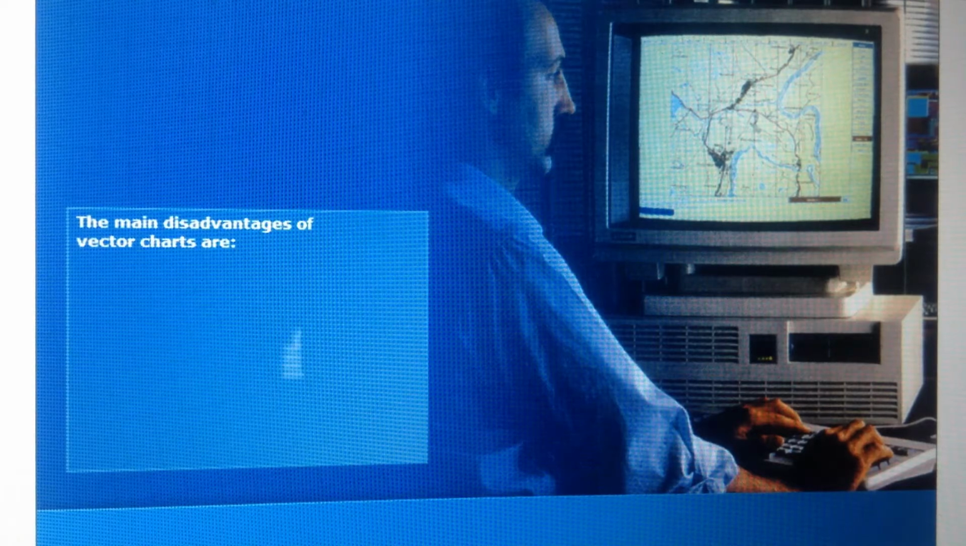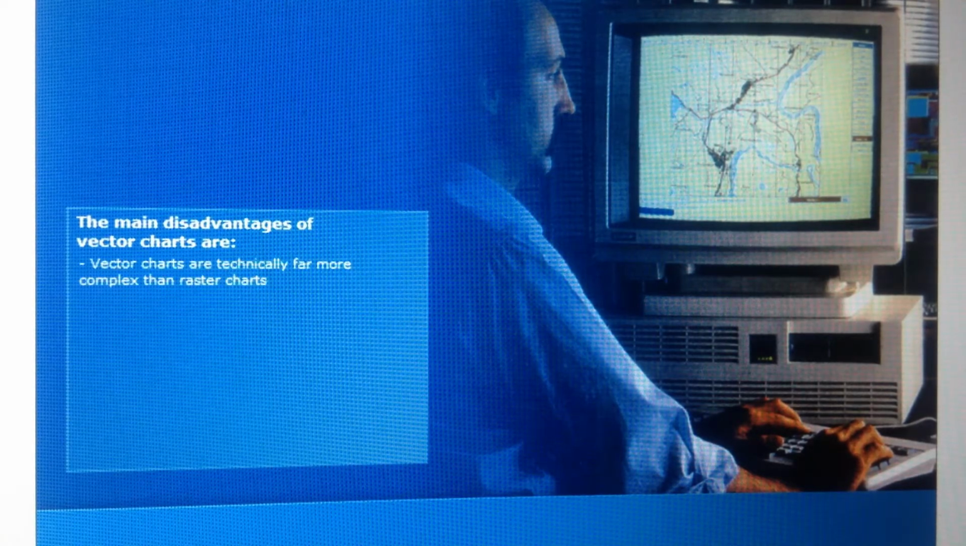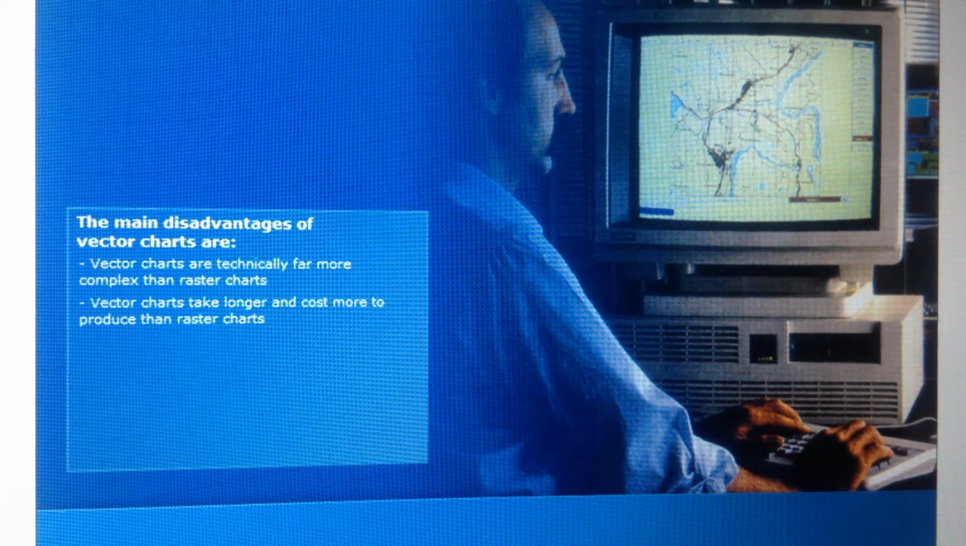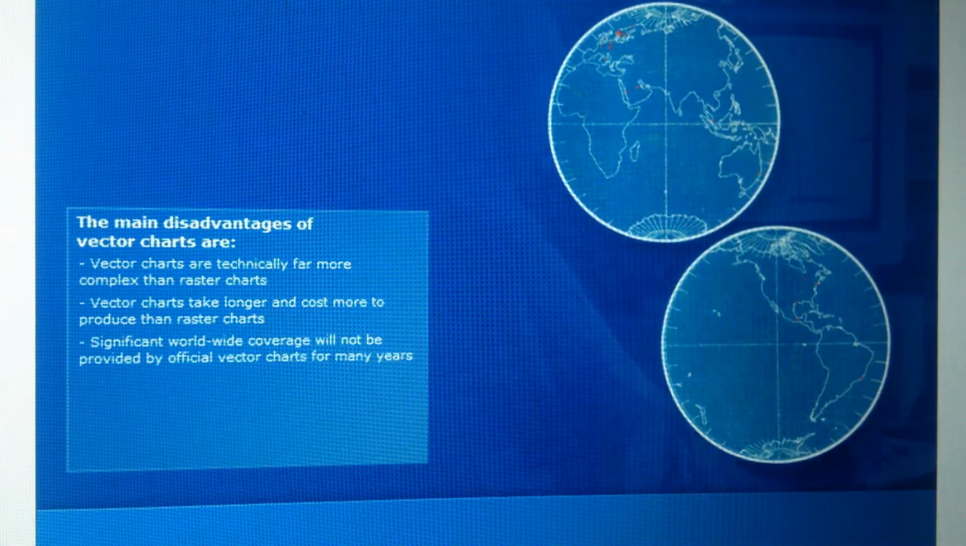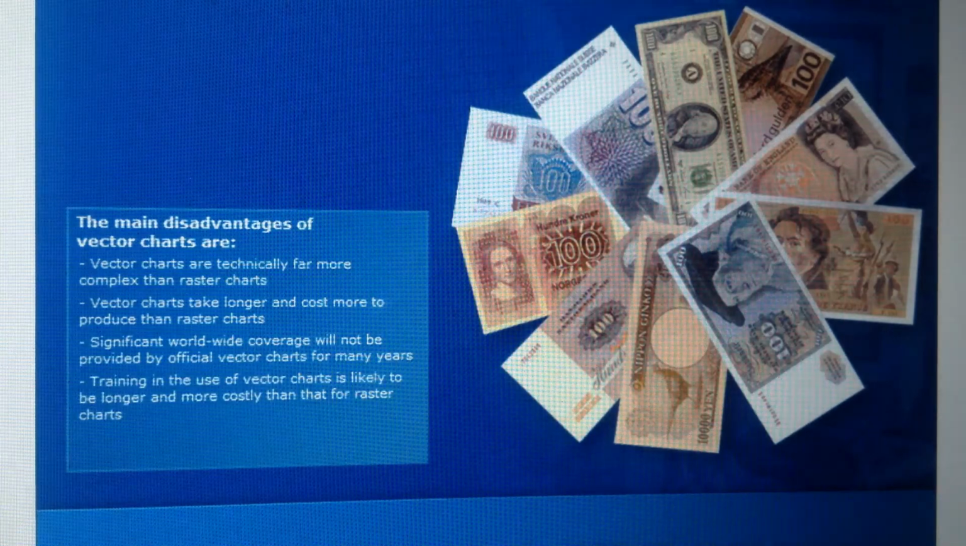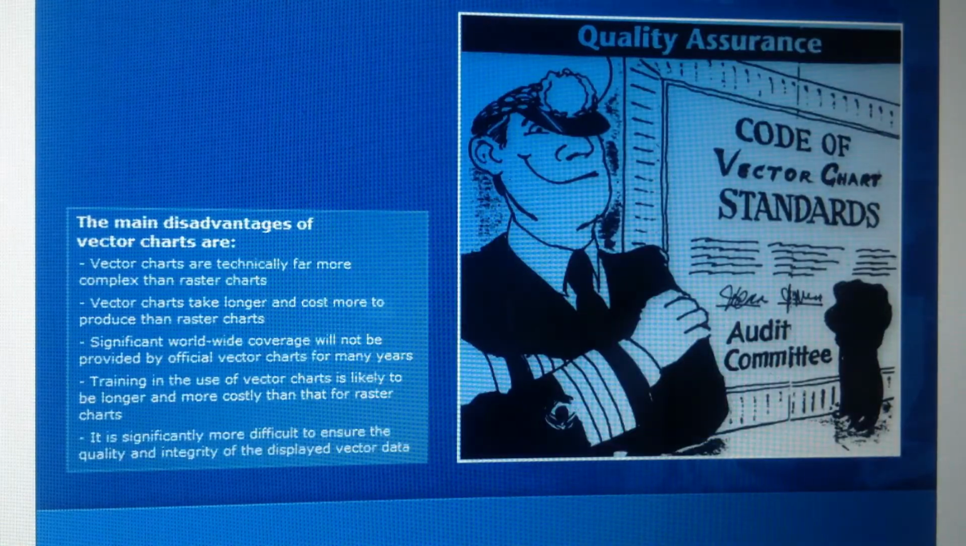The main disadvantages of vector charts are: vector charts are technically far more complex than raster charts. Vector charts take longer and cost more to produce than raster charts. Significant worldwide coverage will not be provided by official vector charts for many years. Training in the use of vector charts is likely to be longer and more costly than that for raster charts. It is significantly more difficult to ensure the quality and integrity of the displayed vector data.